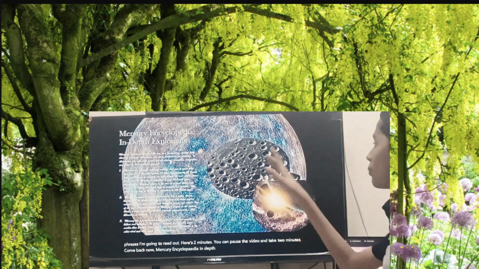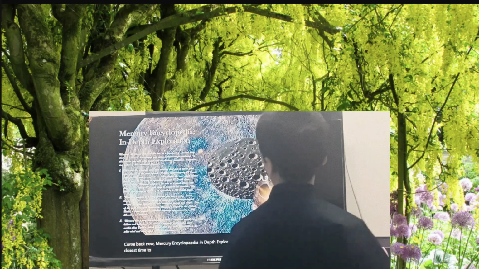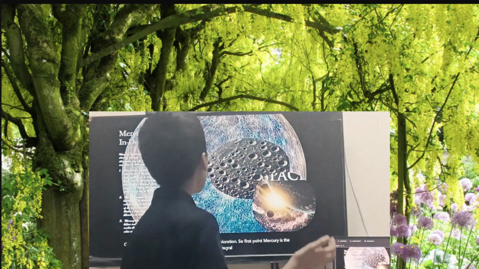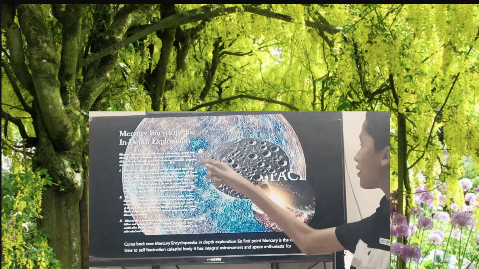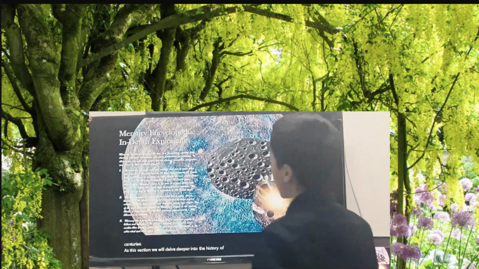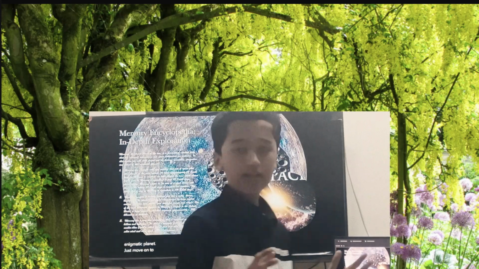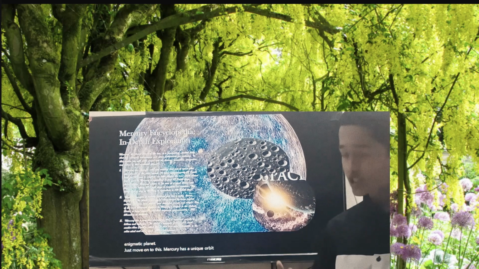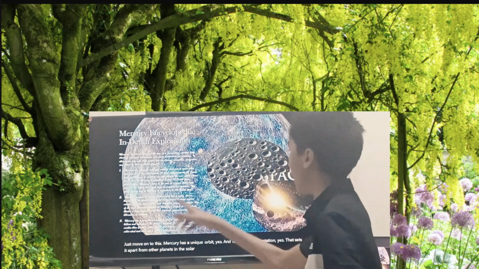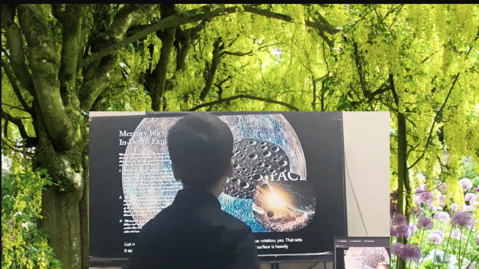So, first point: Mercury is the closest planet to the Sun. A fascinating celestial body, it has intrigued astronomers and space enthusiasts for centuries. In this section, we will delve deeper into the history, formation, properties, and future of the enigmatic planet. Mercury has a unique orbit and a unique rotation that set it apart from other planets in the solar system. Now, one thing: Mercury's surface is heavily cratered, and it has a rocky landscape.